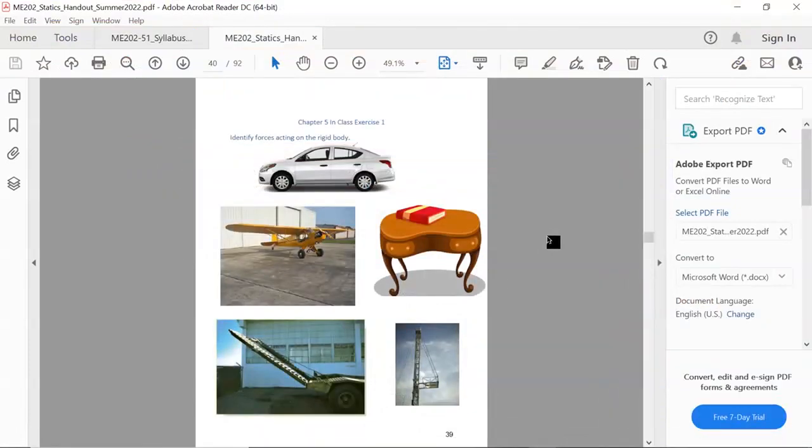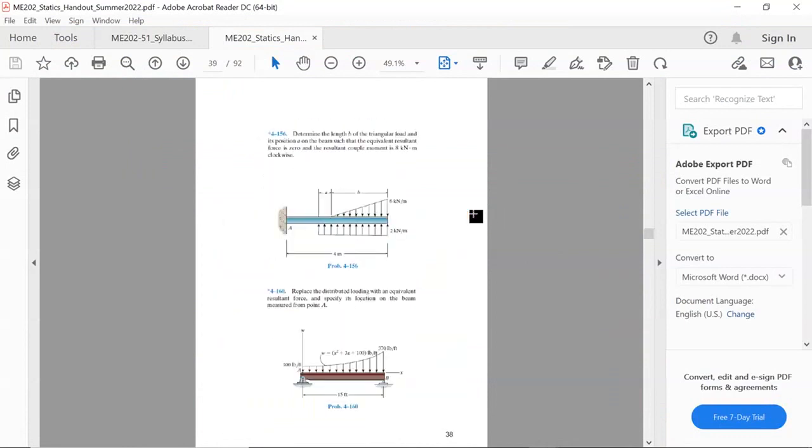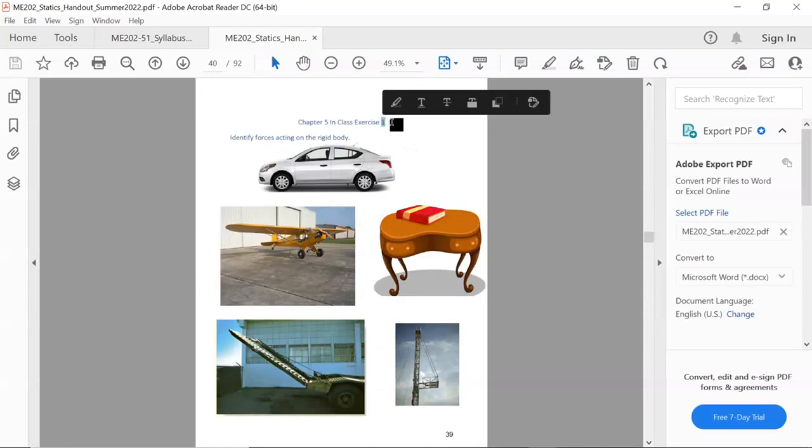Chapter 5, in-class exercise 0. In your handout, this is written as in-class exercise 1. Let's change it to in-class exercise 0. So let's work on it.